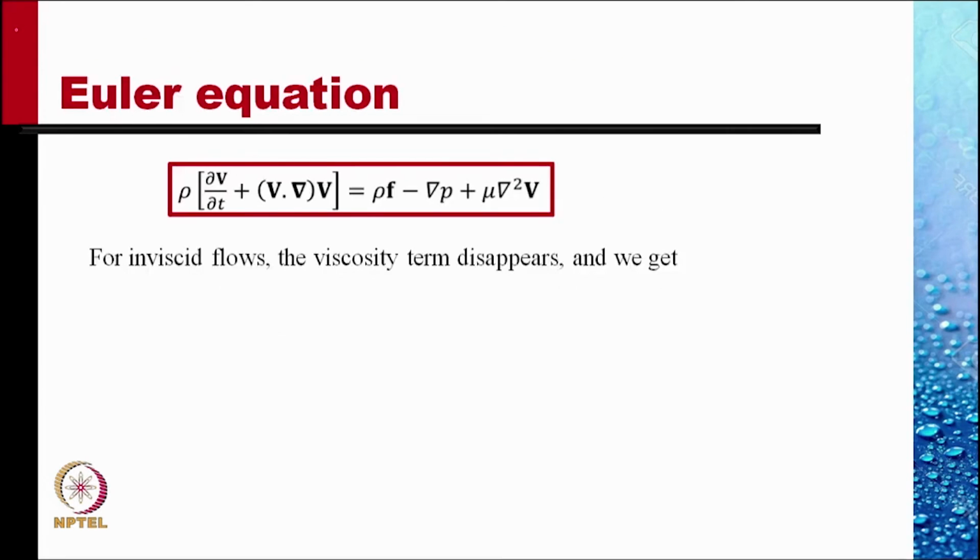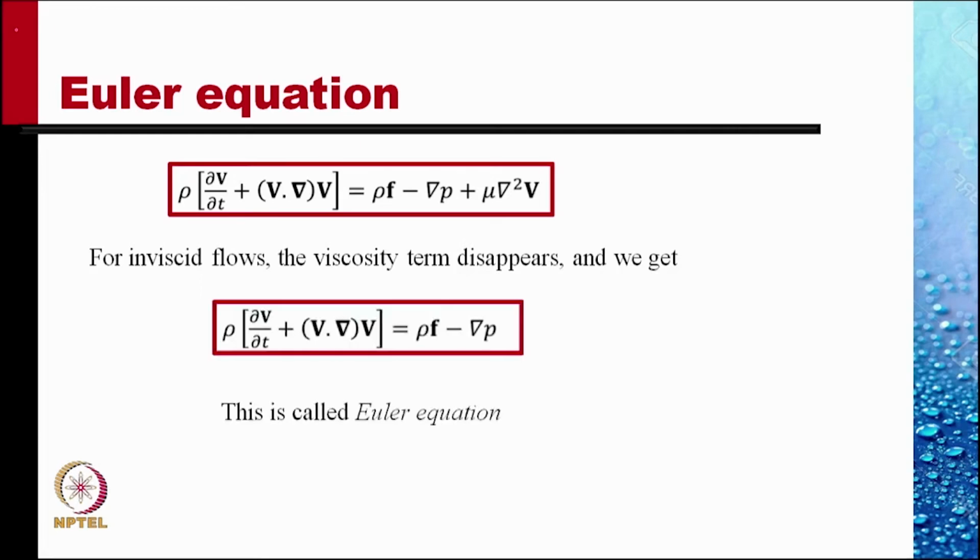For inviscid flow, the viscosity term disappears, and after dropping the last term because of viscous forces, we get rho times del v by del t plus v dot del of v is equal to rho f minus del p. This is called Euler equation and is applicable only when the flow can be considered as non-viscous.